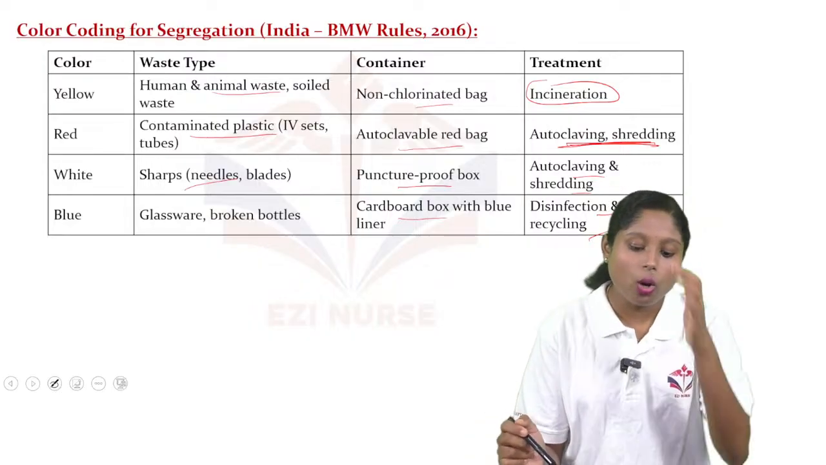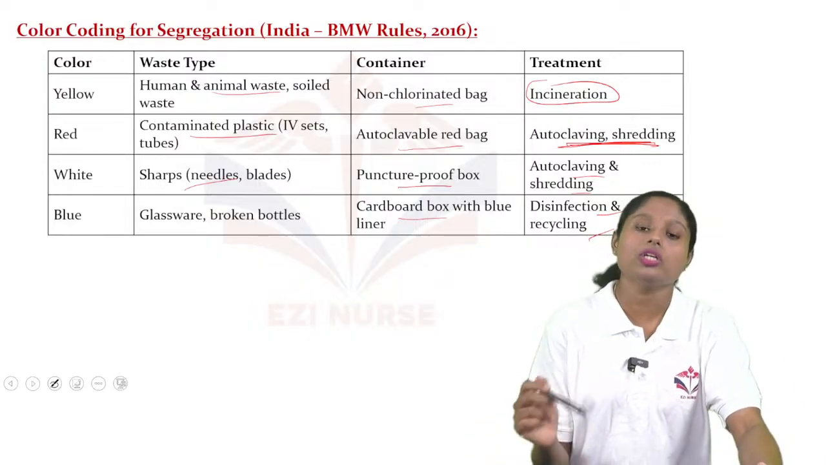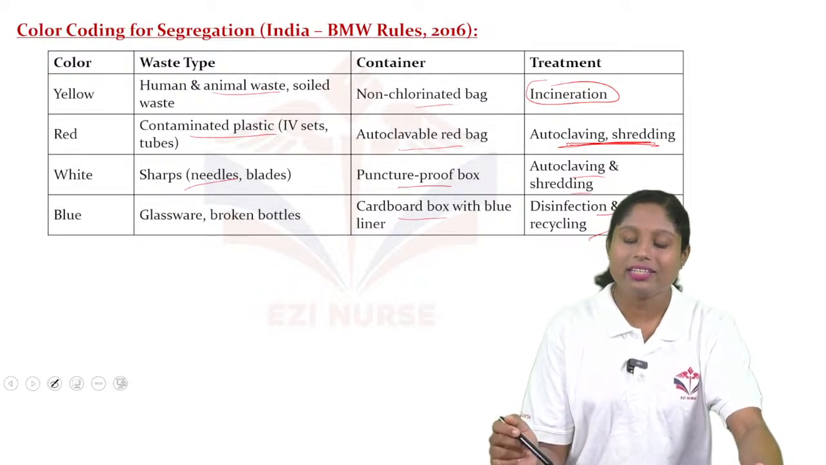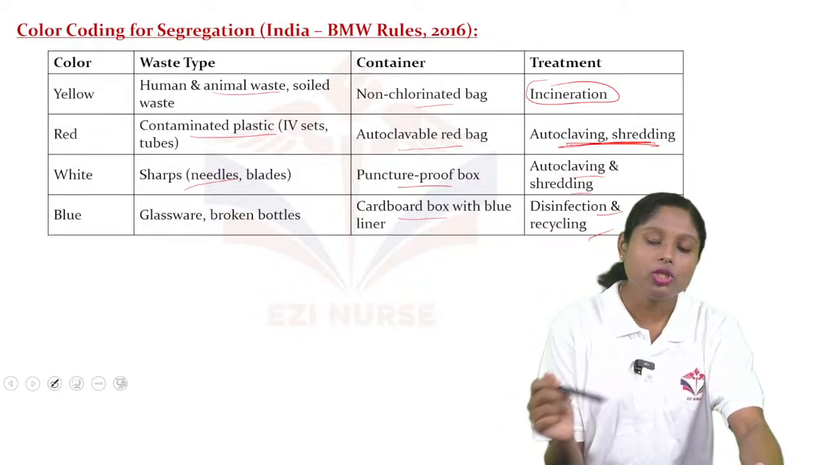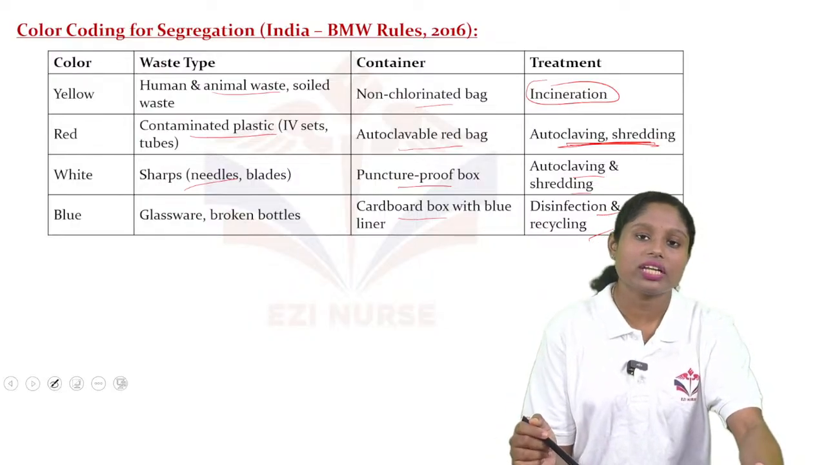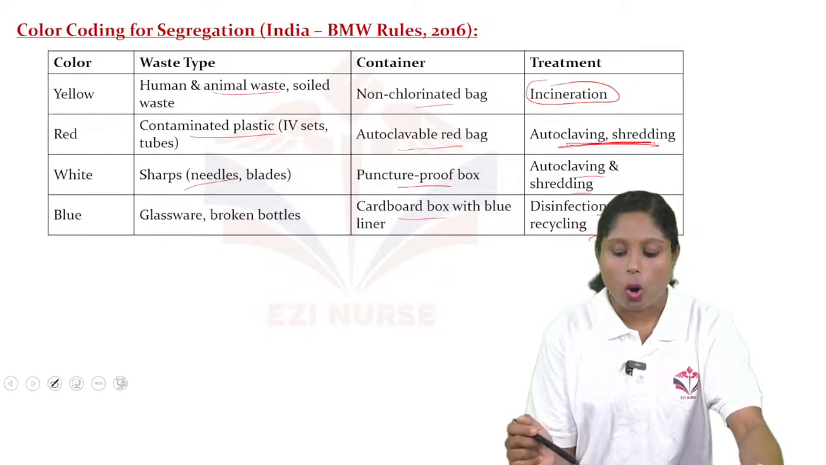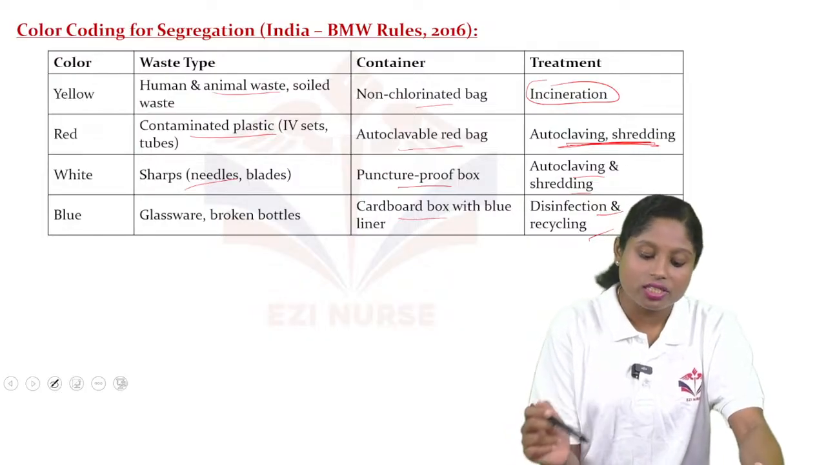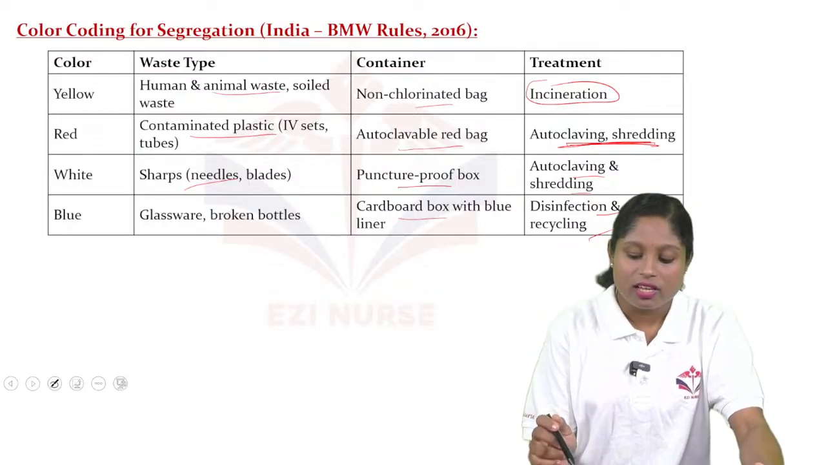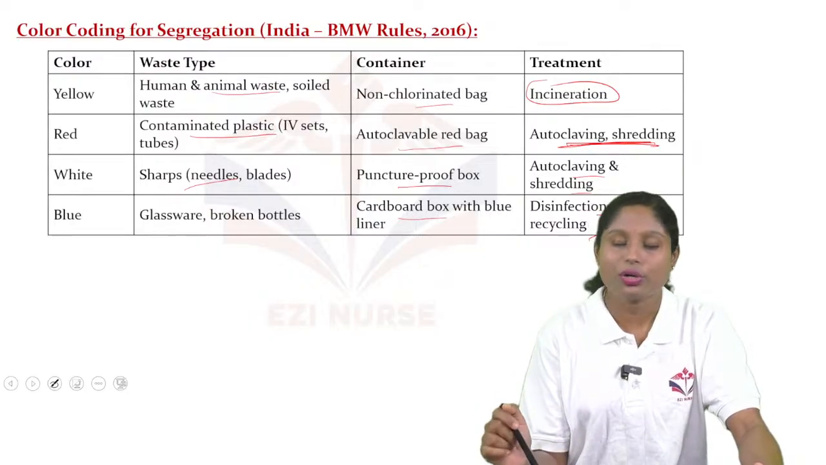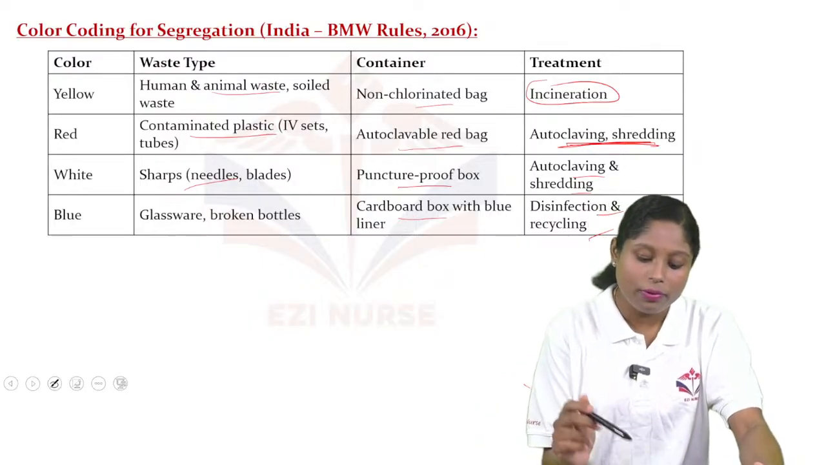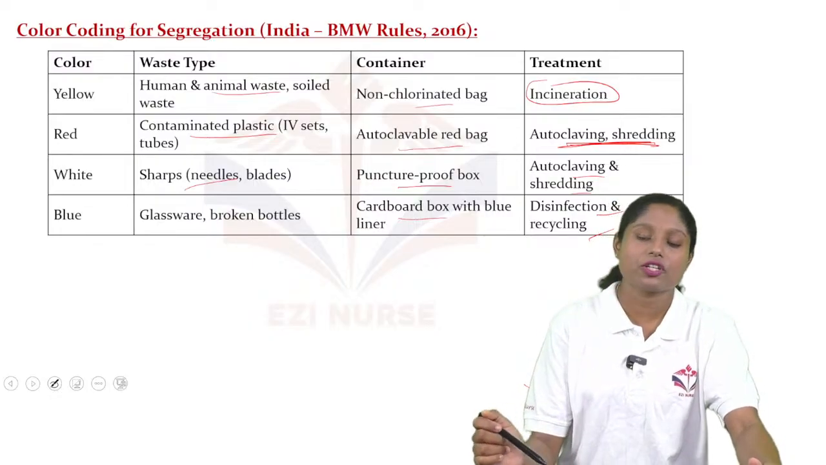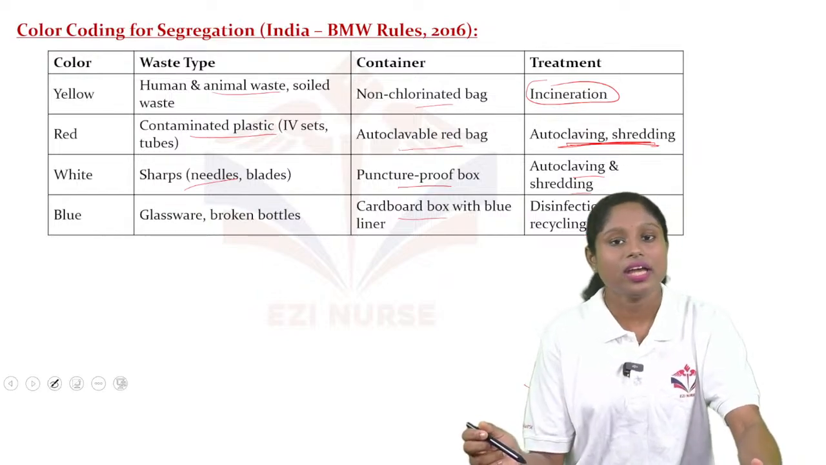So yellow is for human anatomical waste or soiled waste, the container should be a non-chlorinated bag, and the treatment is incineration. Coming to red, it is contaminated plastic like IV sets, IV tubings, in an autoclavable red bag. The treatment is autoclaving and shredding. White is for sharps like needles and blades, in a puncture proof box, with autoclaving and shredding. Blue will be glassware, broken bottles, in a cardboard box with blue liner, and the treatment is disinfection and recycling.